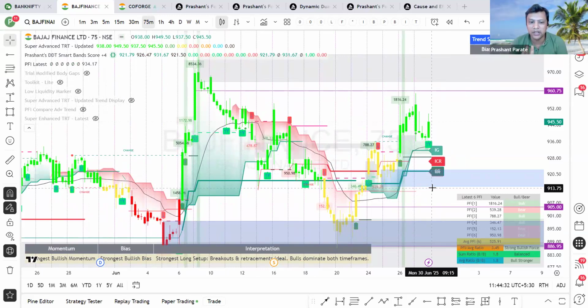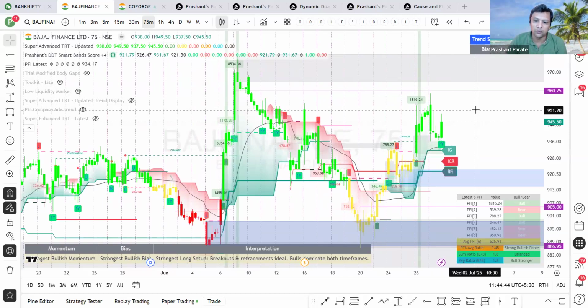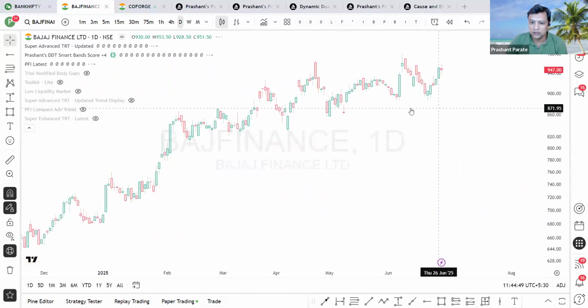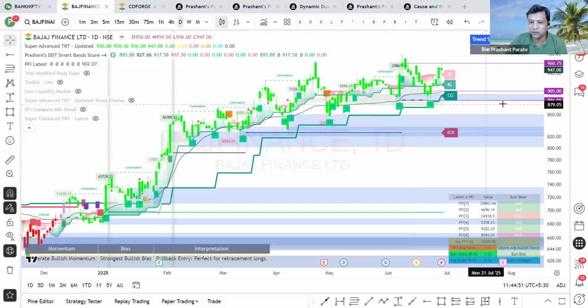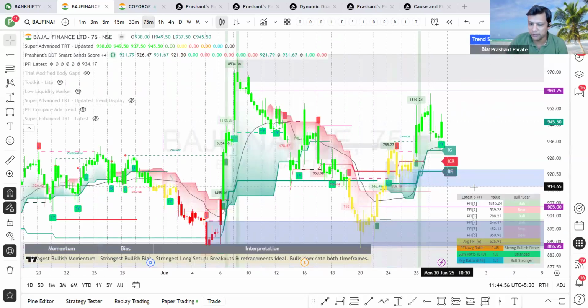Only one or two of these kinds of trades which give big profits can make you good profits, which can take care of 10, 20, or even 50 trades. So if you follow the trend, then for the daily chart, this is your ultimate stop loss. If it closes below that, then you will have to exit. If you want a tighter stop loss based on 75 minutes, this is your stop loss.